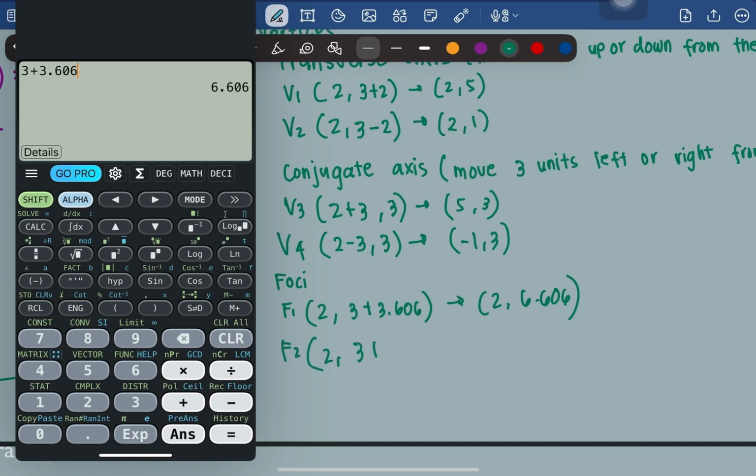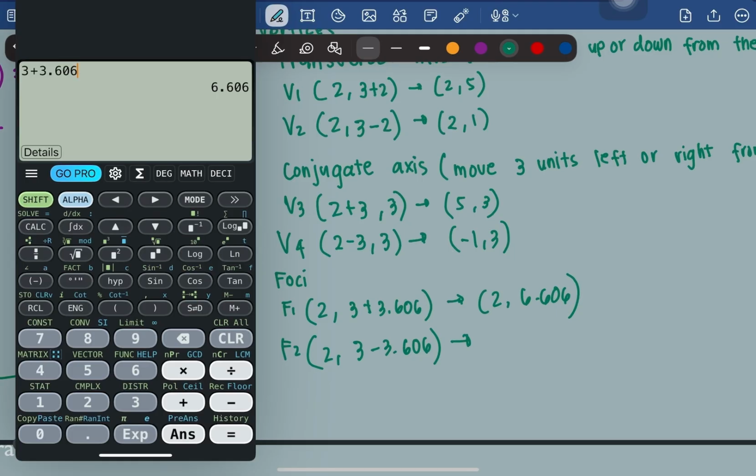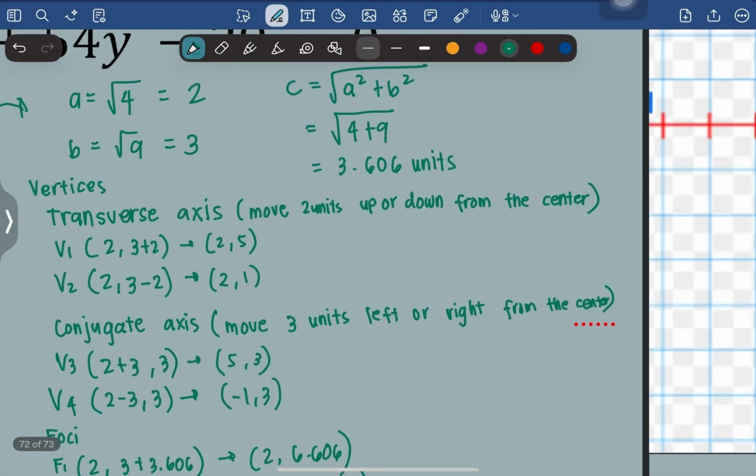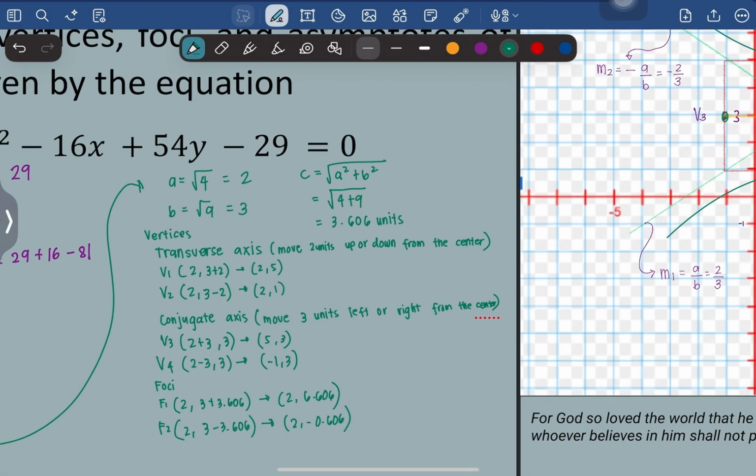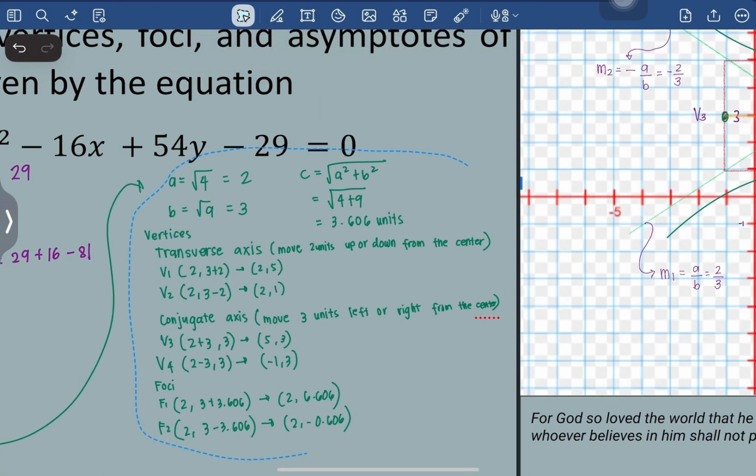So you need to subtract 3.606 on the y coordinate ng center. So this becomes 3 minus 3.606, negative 0.606. So to plot, okay.